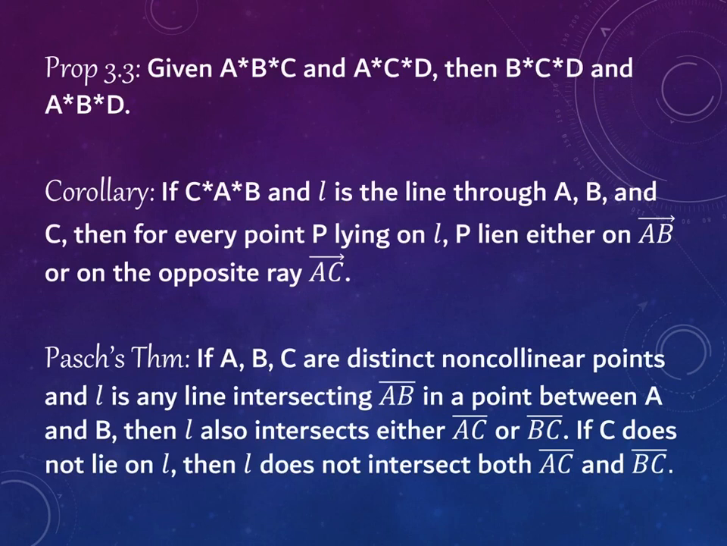Pasch's theorem says if A, B, and C are distinct non-collinear points, so these are not collinear. Everything we've been doing today, it seems like it's been collinear. These are not collinear. And L is any line intersecting segment AB, between A and B. Then L will also intersect either AC or BC. If C does not lie on L, then L does not intersect both AC and BC.